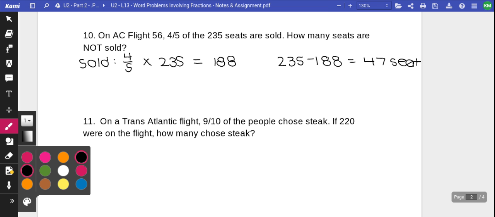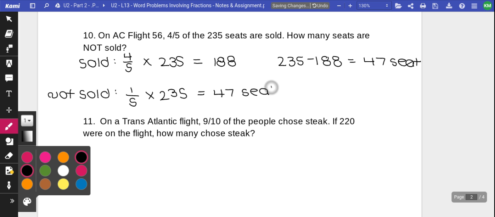Is there a different way that anyone could see that you could right away figure, if they sold 4/5, how much did they not sell? Yeah. So your other option would have been to say if they sold 4/5, they didn't sell 1/5 of the 235. What is 1/5 times 235? 47. 47.